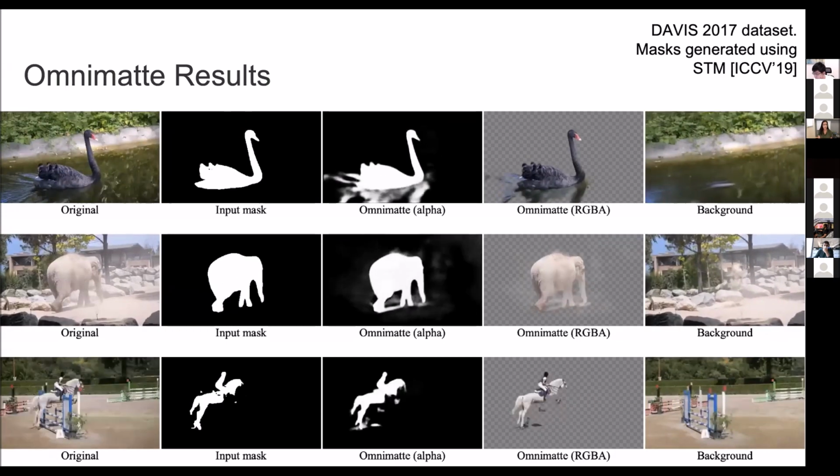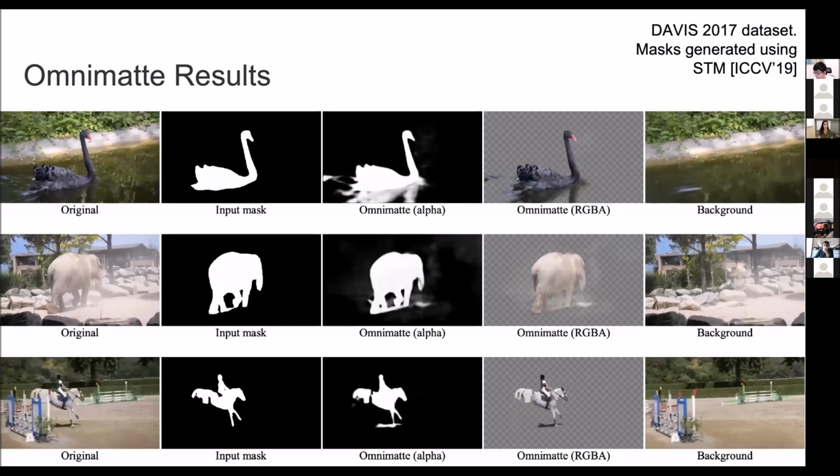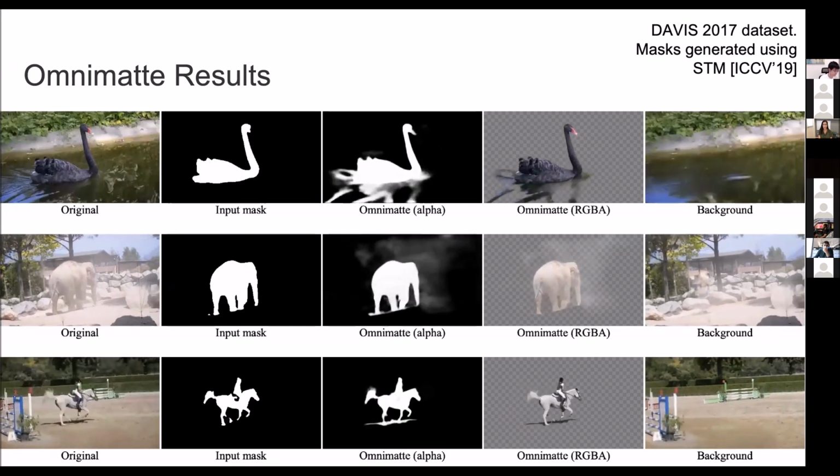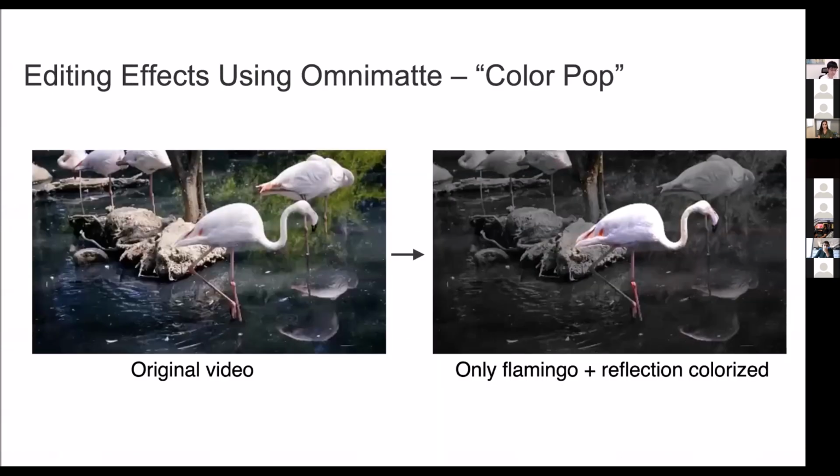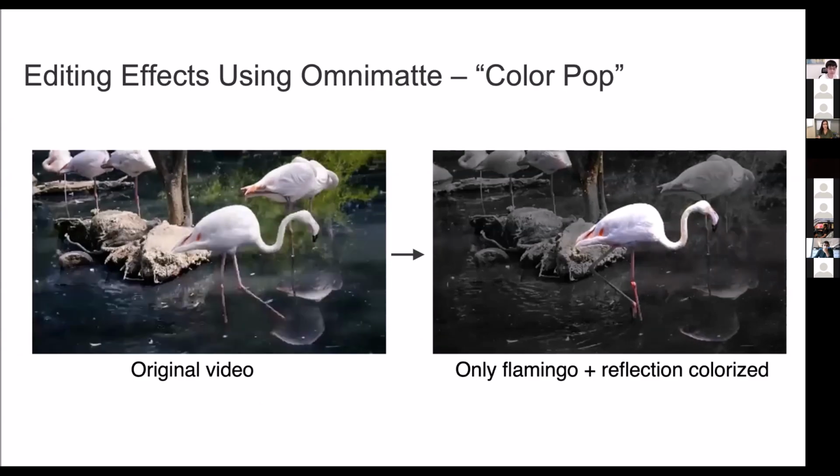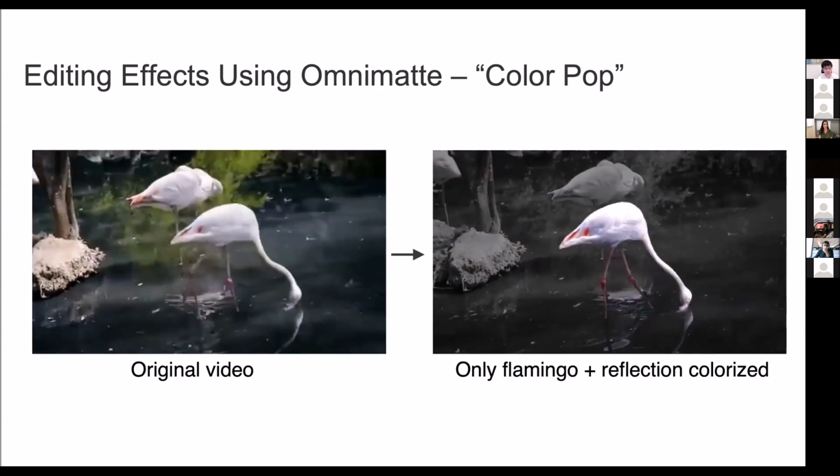And now, if you have those layers in hand, you can do all sorts of video effects. So here, for example, we can do color pop. We can keep in color only the flamingo and its effects, and the rest is left in grayscale. So here is the result.